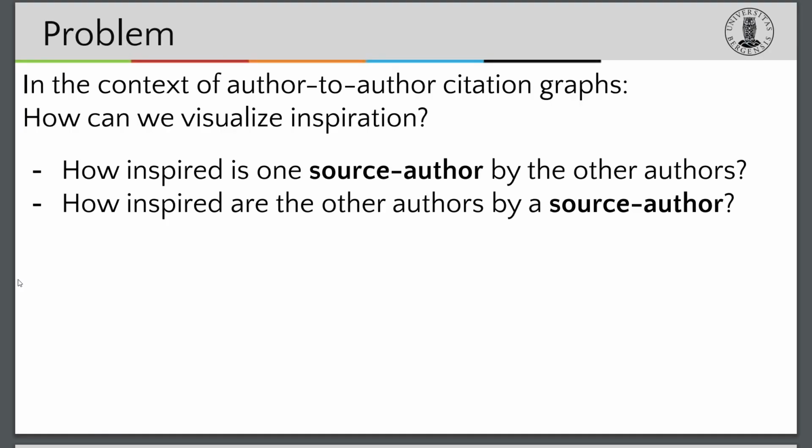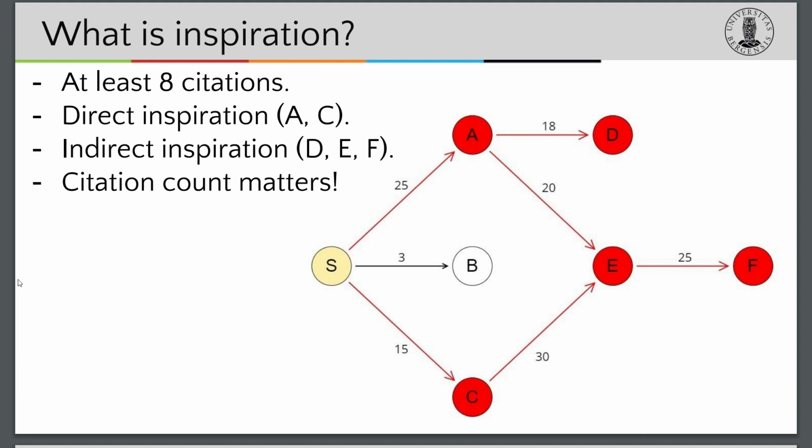So in the context of author-to-author citation graphs, how can we visualize inspiration? So how inspired is one source author by the other authors, and how inspired are they by him? So what is inspiration? My definition is if one author cites another author at least 8 times, he is inspired by him.